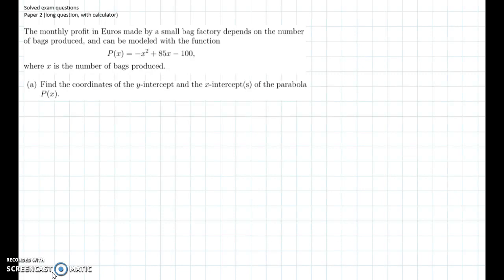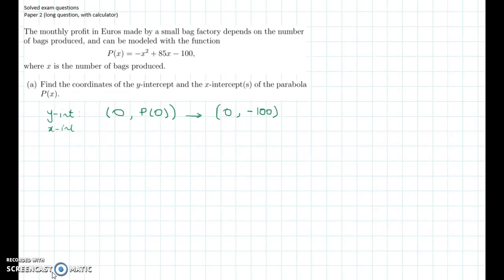In general, if we want to find the y-intercept, we want to find the point 0, p of 0. So we want to know what happens when we substitute the value of x by 0. If x is 0, then the first term, negative x squared, is going to be 0, and then plus 85 times x is also going to be 0, so the only term that survives is the independent term. So the y-intercept is at the point 0, minus 100.